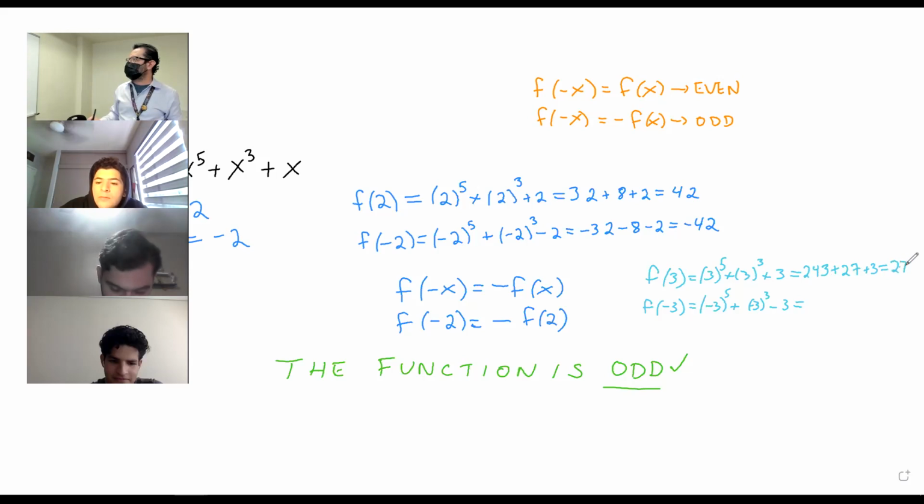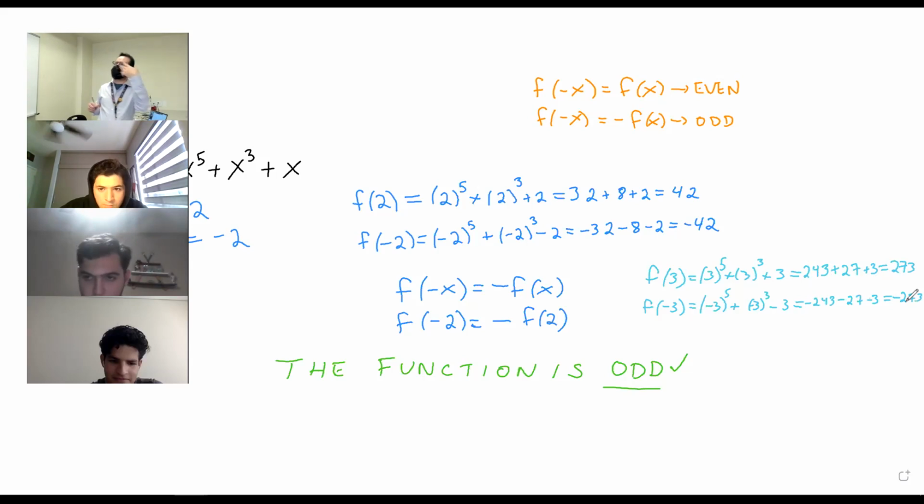Okay, correct. And what do you get when you do it here? You get minus 243, minus 27, minus 3. This would be minus 270. Yes, it will be negative. You see that you get the same number, but with opposing signs. That is going to happen with any number.